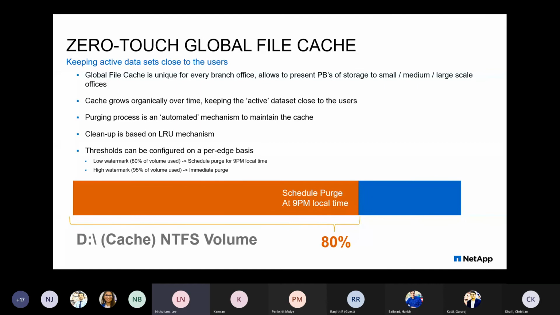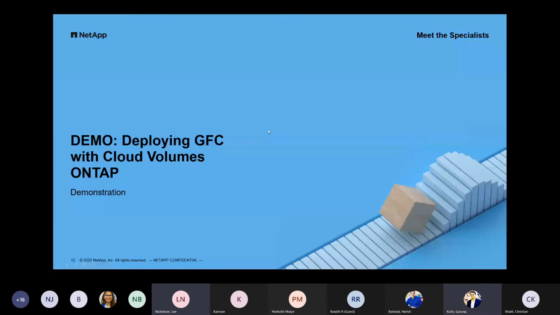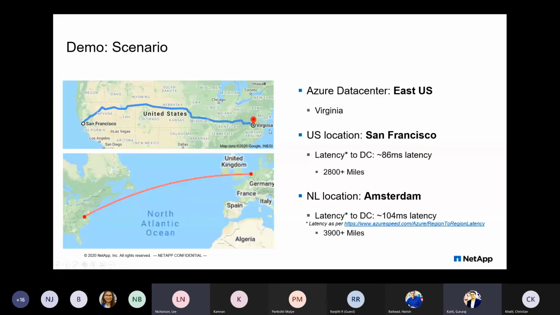So yes, that's the low watermark, and then we also get what's called the high watermark. If we get to the high watermark, that is when the data gets to 95% of utilization. We will immediately kick in a purge, and we will go clean up between 25 and 50% of the data as well. So it's really important to understand that, once you've deployed GFC within the customer's environment, you set it, forget it, and just carry on, and everything just carries on working and maintains itself. So let's get into a bit of a demo scenario for you guys.